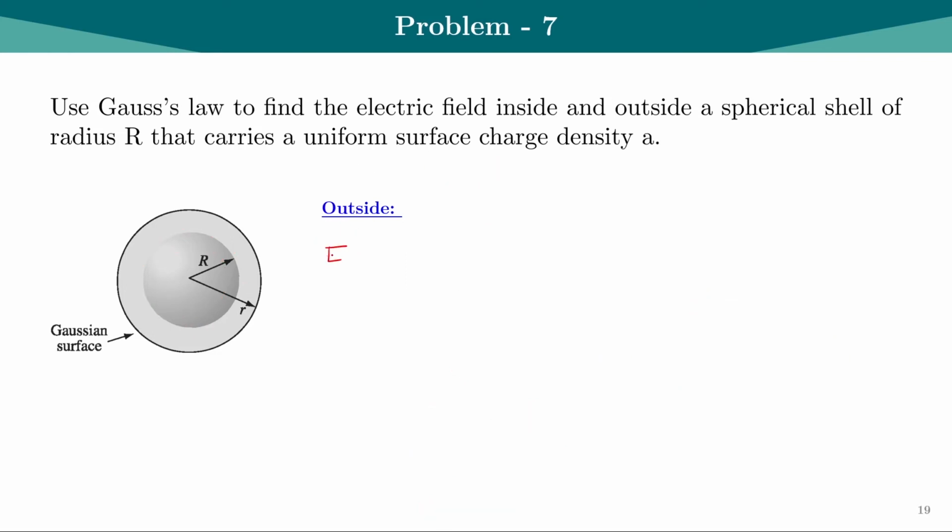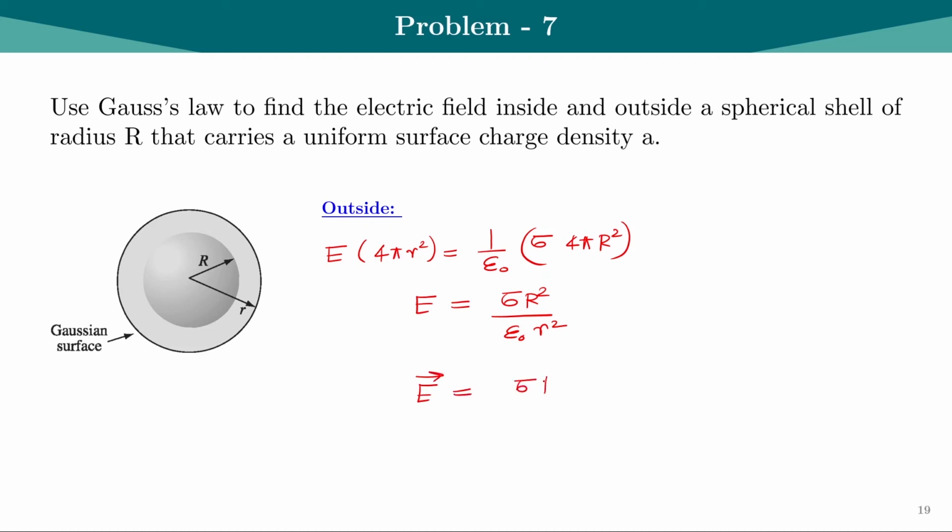Outside the spherical shell, E times 4 pi r squared will be equal to 1 over epsilon 0 times, from the very definition of sigma, sigma times 4 pi R squared. That is, E is equal to sigma R squared over epsilon 0 r squared. When expressed as a vector, E will be equal to sigma R squared over epsilon 0 r squared times r hat.